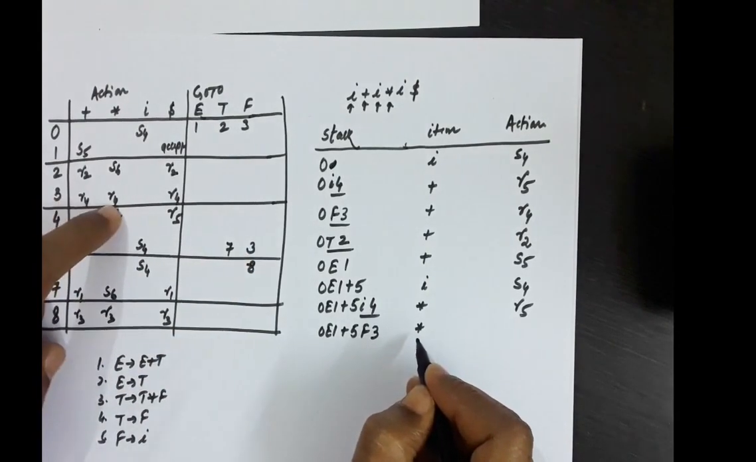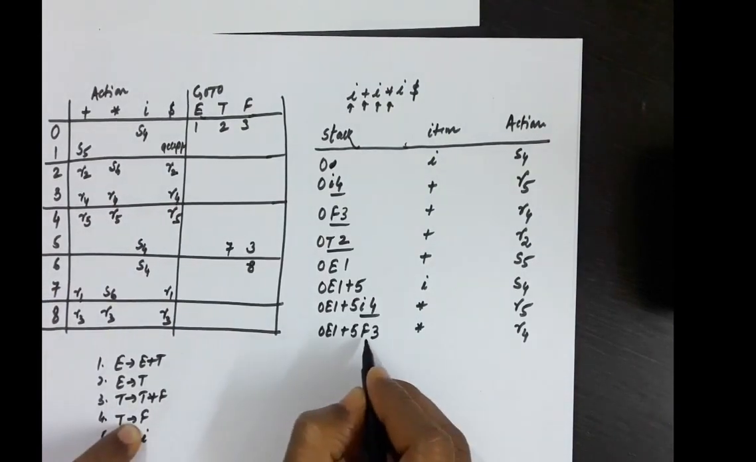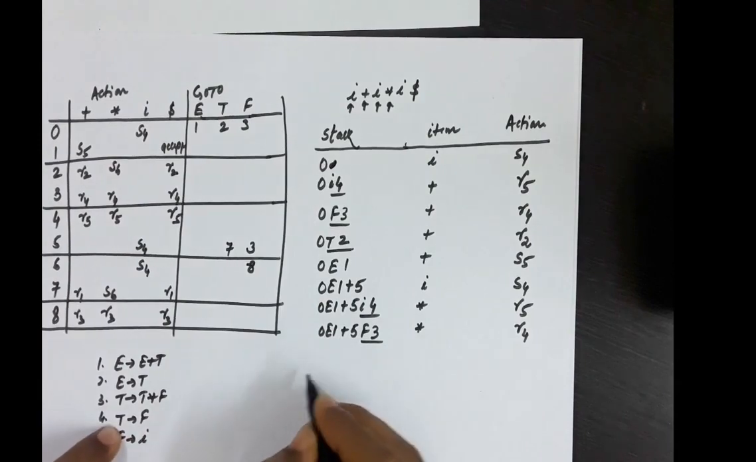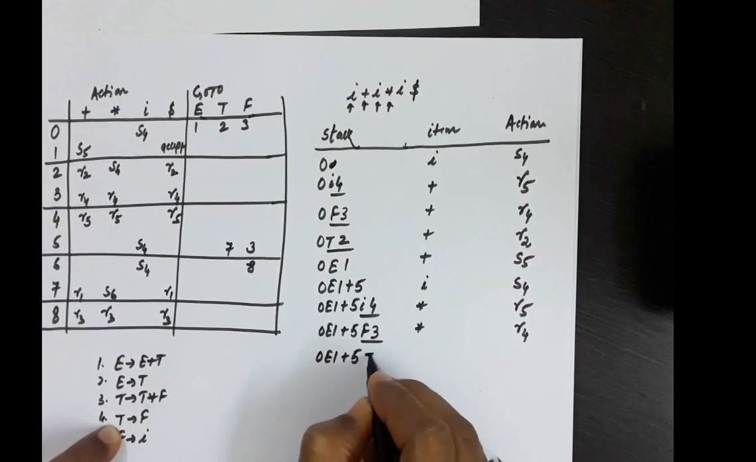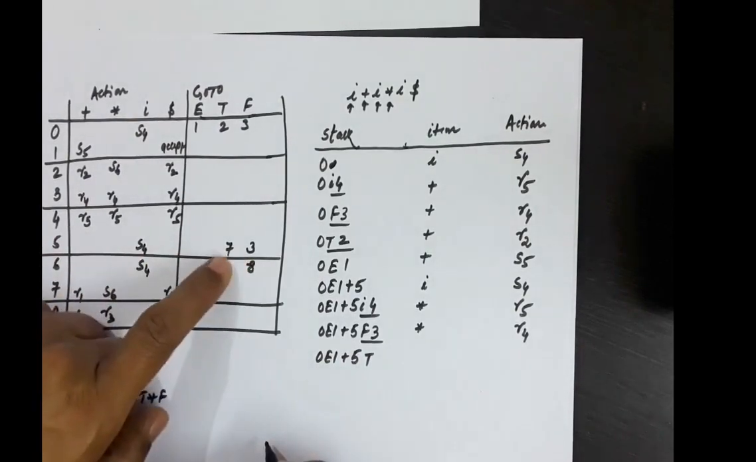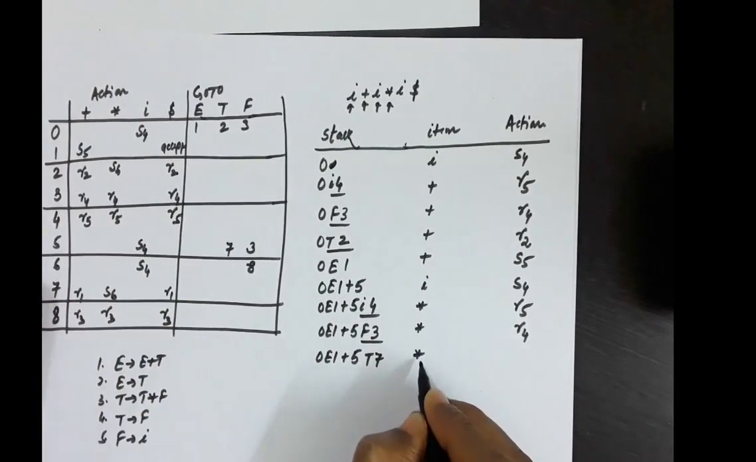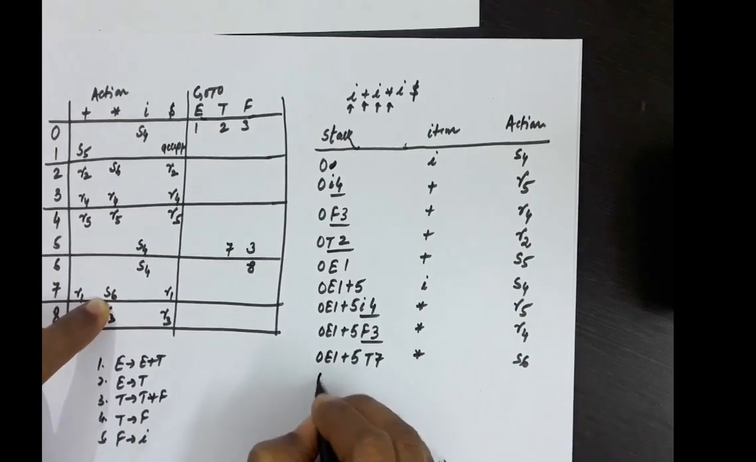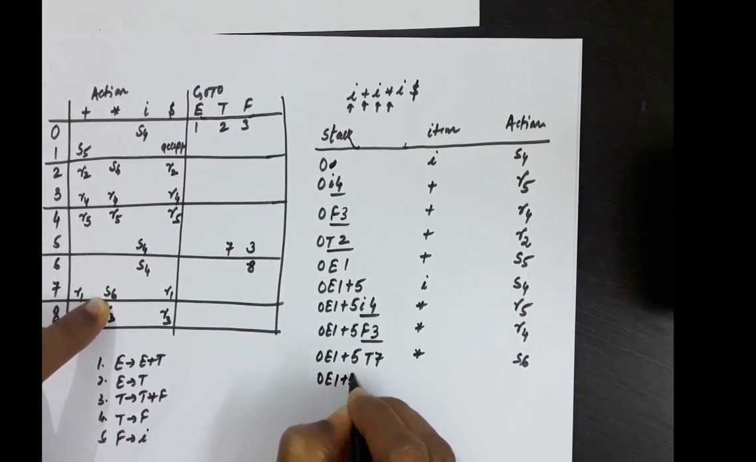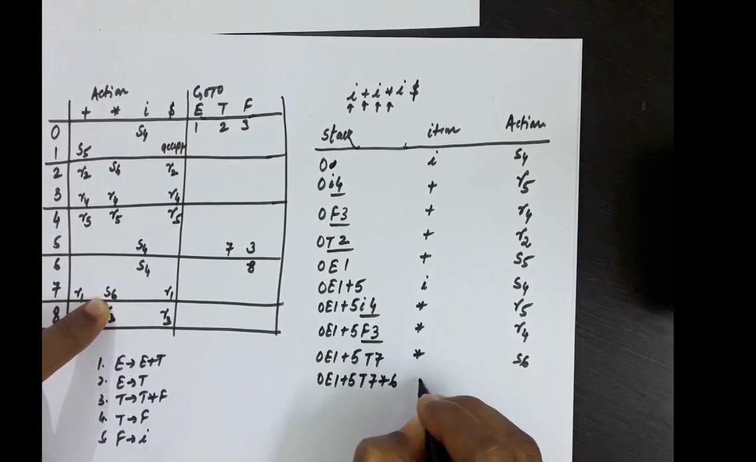3 multiplication sign is saying R4. It means you have to reduce by the fourth production, which is T produces F. So two symbols on the stack will be converted to the left hand side of the production, that is T. So 0E1 plus 5 T, and 5 and capital T is 7. 7 multiplication is S6. Okay, you have to shift this multiplication symbol on the stack with the rule number 6. So 0E1 plus 5 T 7 multiplication 6.